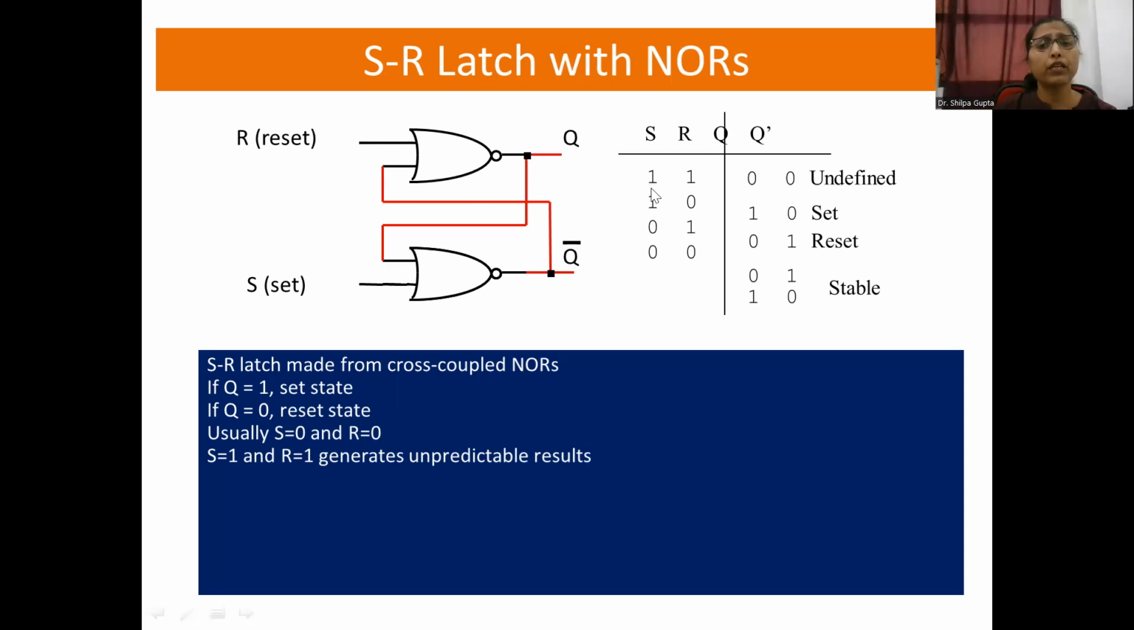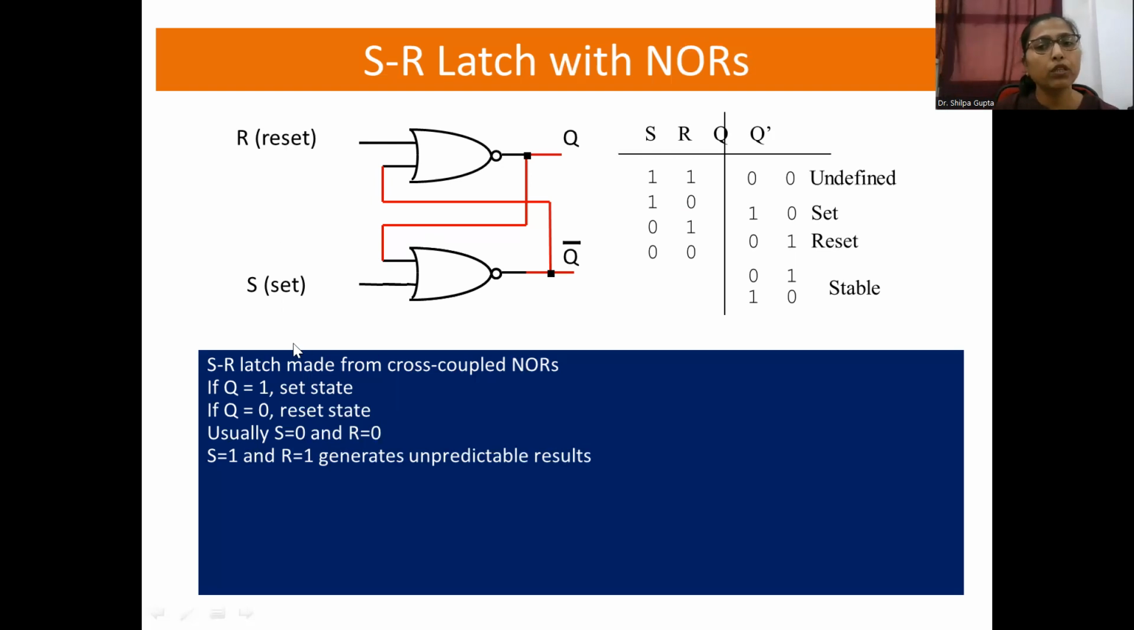Now, if I am putting 0 at S and 1 at R, that means I am setting that latch. That means I want to store 1 into this latch. How would it be stored? Sorry, it would set 1 at current output state. This Q bar is 1 in this case.